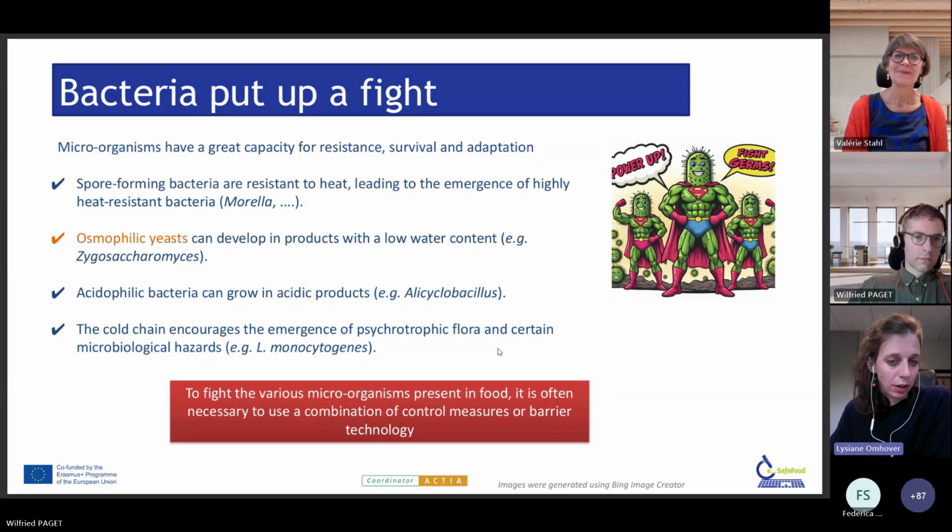And to fight these various microorganisms present in food, it's often necessary to use a combination of the different control measures that we showed before, or barrier technology.